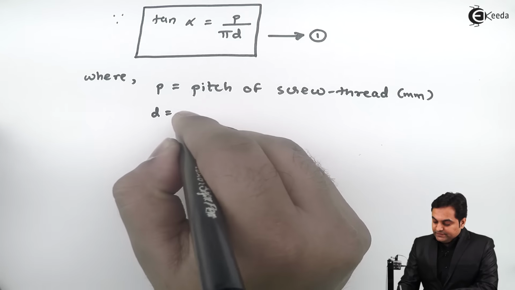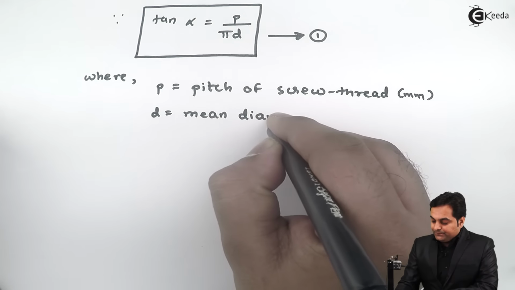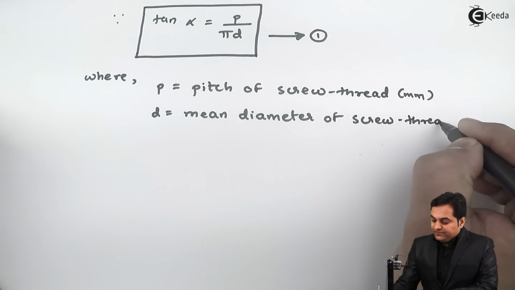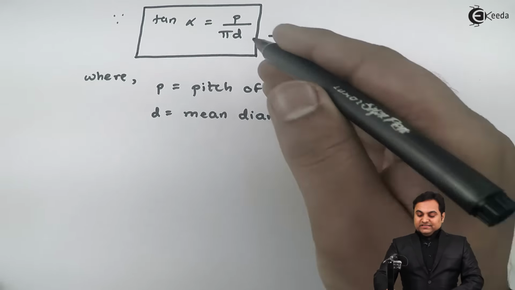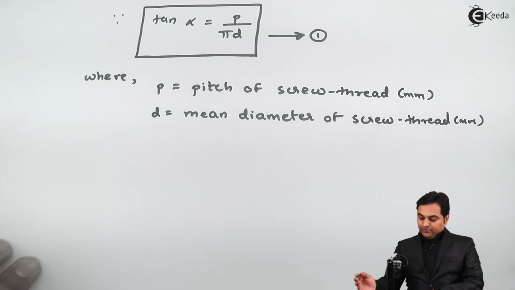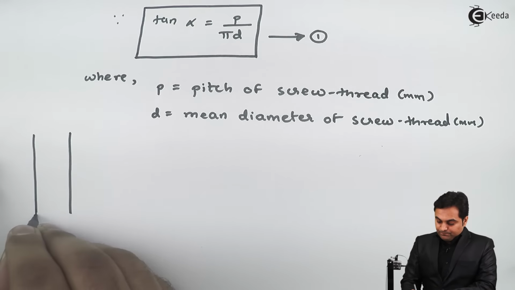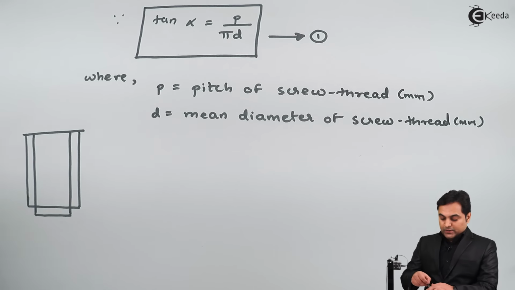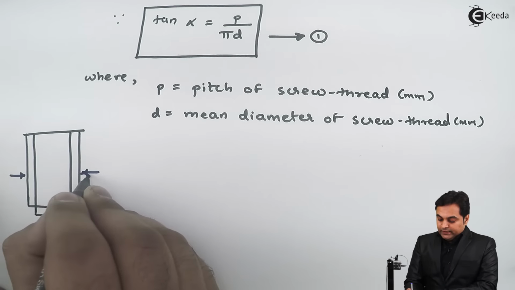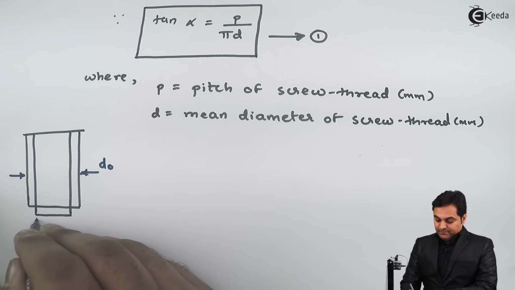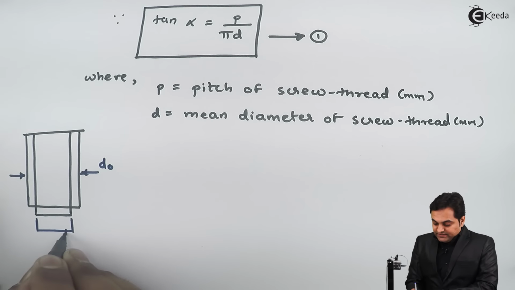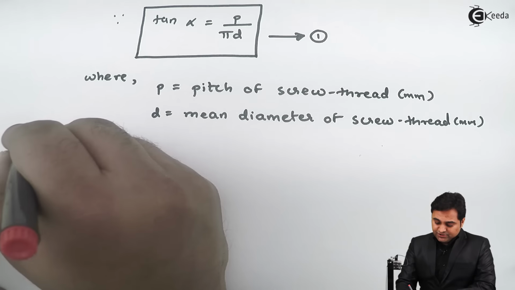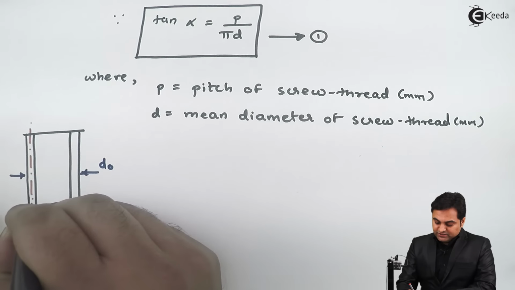Then d indicates the mean diameter of screw thread, that is in terms of mm. Now what is this d, mean diameter? That I can show it with the diagram of the thread profile. Now here is the thread profile. On this, do indicates the outer diameter. This minimum diameter is called as dc, core diameter, and the mean of these, or the average, is called as the mean diameter, which is denoted by small d.